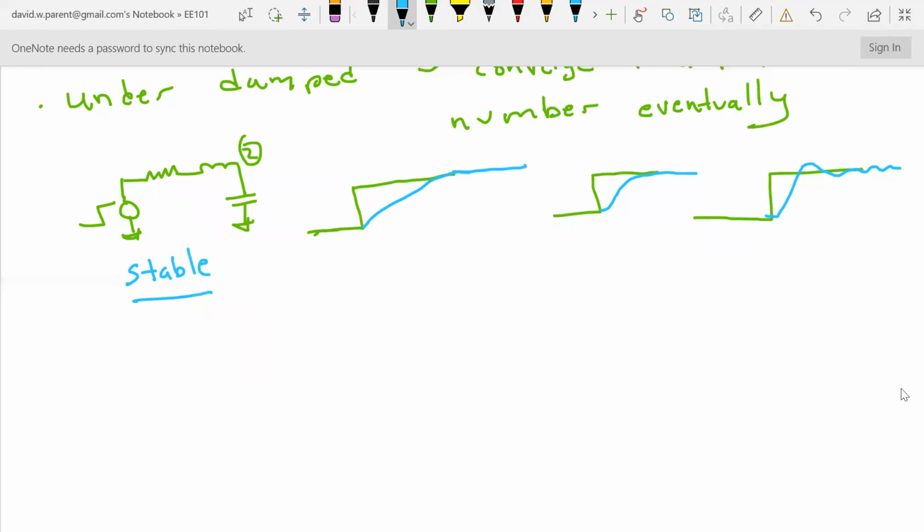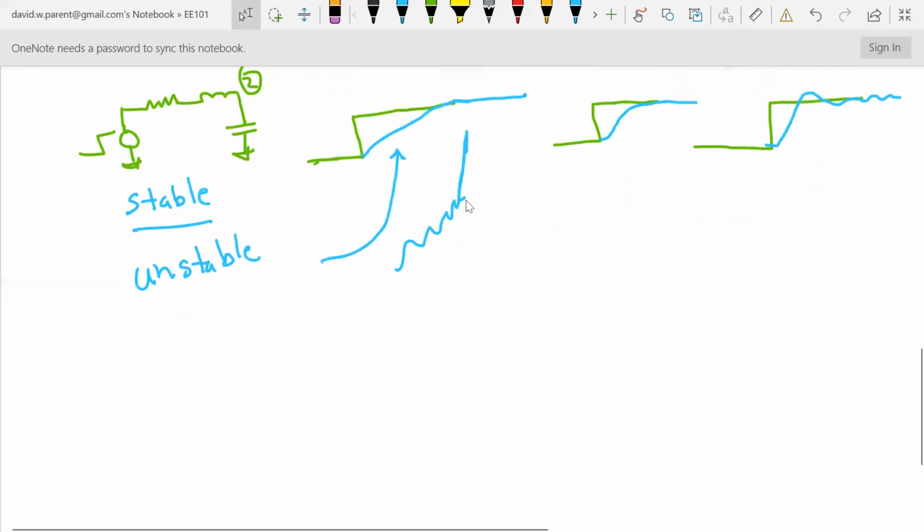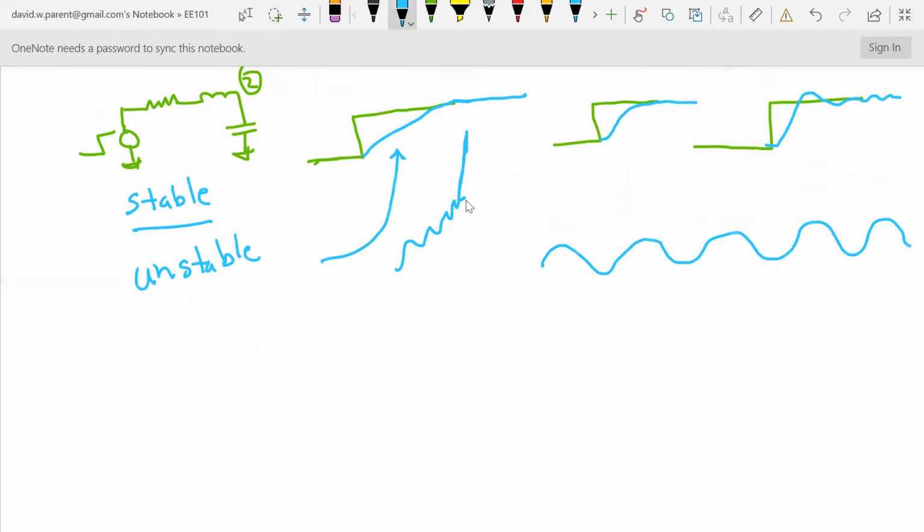But basically, the unstable, you might get it just goes up exponentially. It might wiggle as it goes up exponentially, or you got a sine wave. It never converges, it just is a sine wave. And all of this you can kind of get from the quadratic equation.